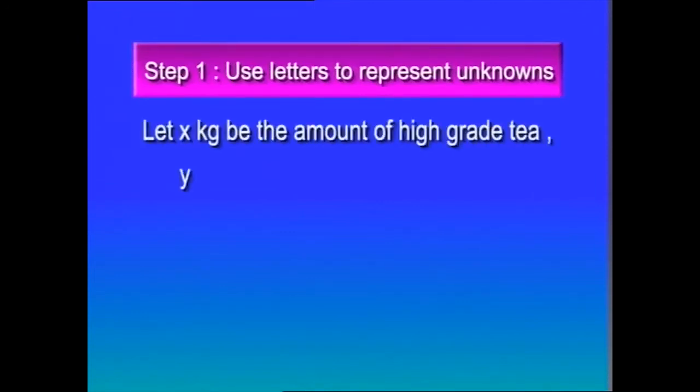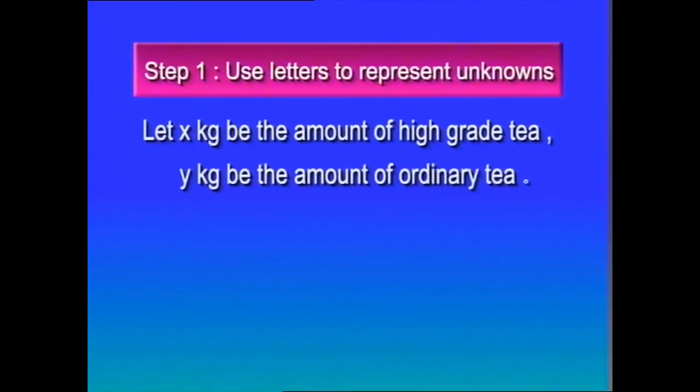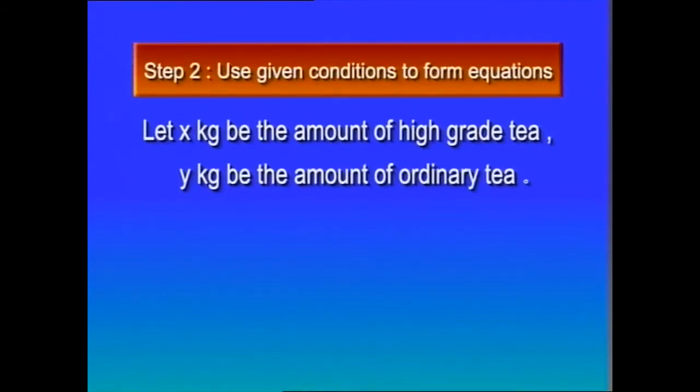There are two kinds of tea, and we have to find out how much of each to use. So let x kilos be the amount of high-grade tea and y kilos be the amount of ordinary tea. The two teas combined must weigh 5 kilos. Therefore, x plus y equals 5.